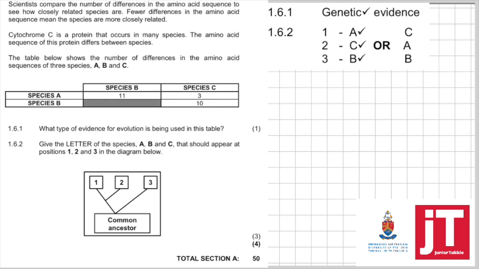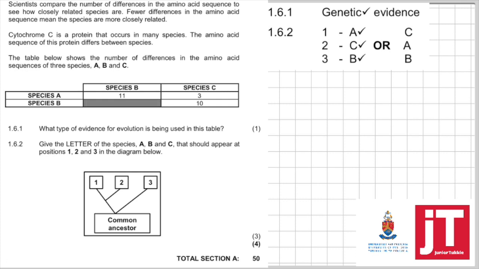So here we're looking at the sequence of the proteins, the sequence of the amino acids. So that, of course, is the genetic evidence. Because remember, amino acids and proteins, that is what makes up genes. Okay. Then 1.6.2. Give the letter of the species A, B, and C that should appear in positions 1, 2, and 3, as shown in the diagram below.